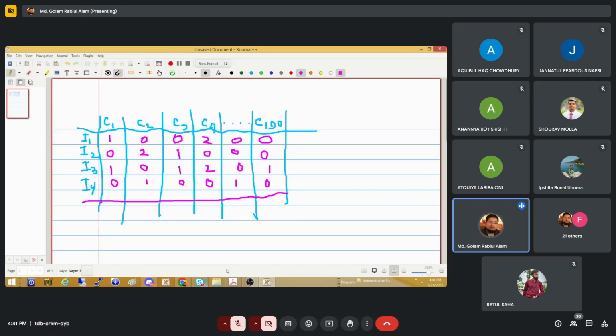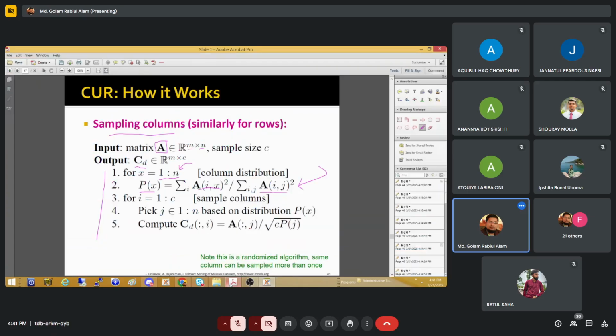Now, if we want to apply CUR here, consider that this data set is a matrix, and the matrix is A, and we want to apply the CUR decomposition to this matrix. For that we have the algorithm here. We can see for x equal 1 to n. So in our case, maybe n equals 100, because we have 100 dimensions, 100 conferences.